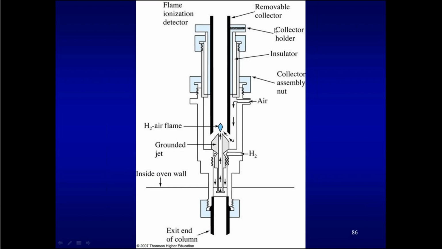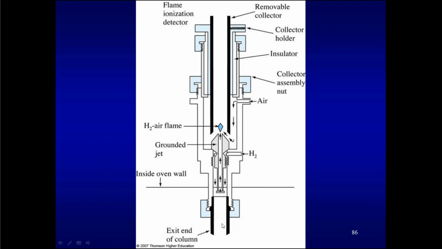It will be connected to the positive terminal of a battery. This flame head or the burner head will be the negative terminal. It is the cathode, connected to the negative terminal of an external power source. So here you have the positive terminal, and this is the negative terminal.